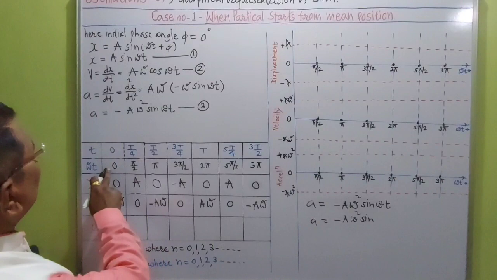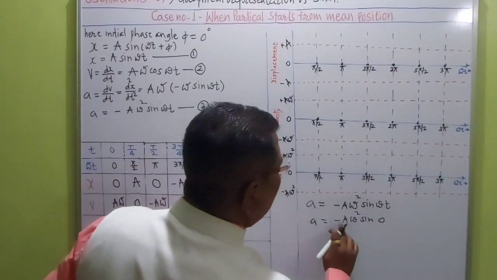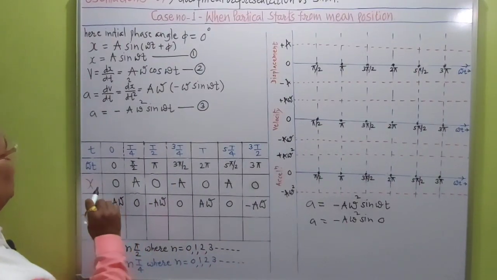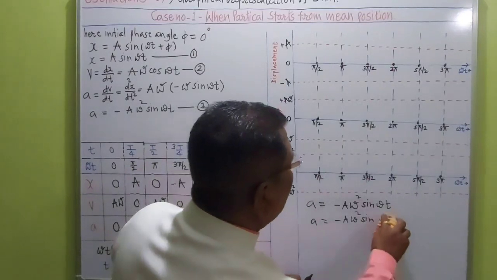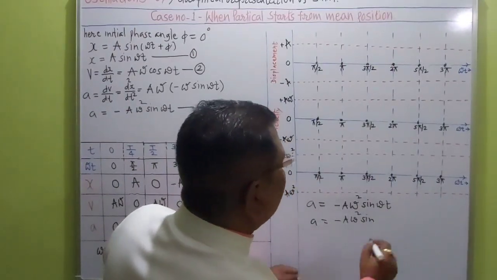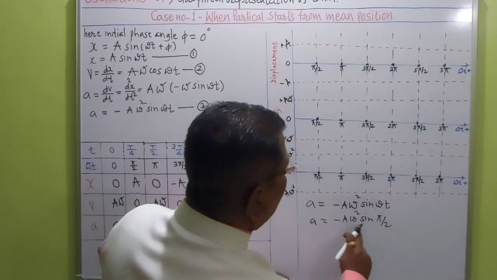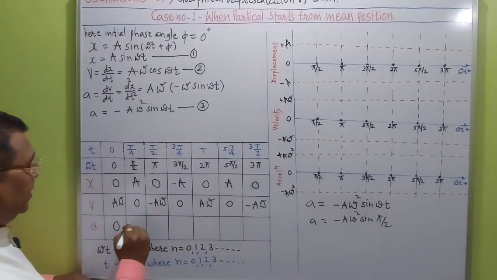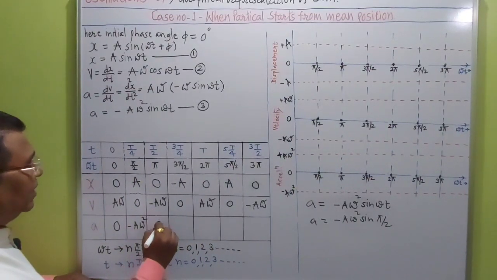When omega t is equal to 0, sin 0 is equal to 0, so 0 into anything, we get 0 here. Then put omega t is equal to pi by 2. Sin of pi by 2 is equal to 1. 1 into minus A omega square, we get minus A omega square. Definitely here is 0.